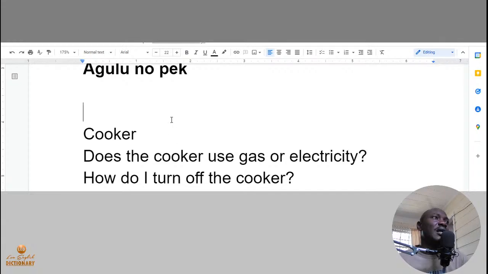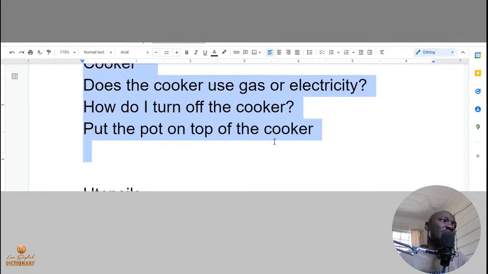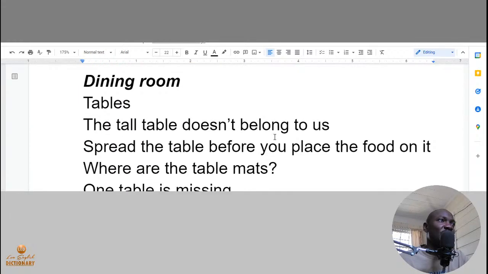Now, we did not have a cooker. We never had a cooker. So these ones I will do later. And then now we have utensils and dining room and tables. I think I will stop here.